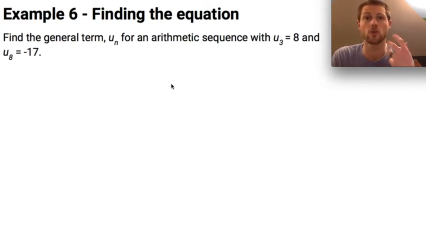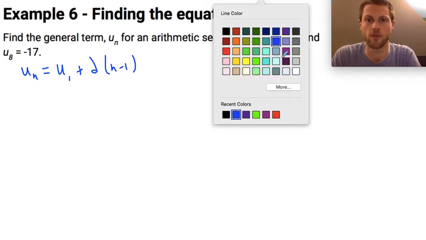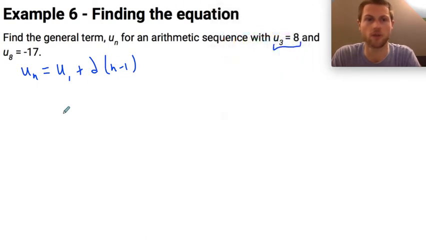So we're going to use the formula with some missing parts, and hopefully we can combine these two facts to find what the equation is. So let's write down that equation. u sub n is going to equal u sub 1 plus d times n minus 1. So we're given these two facts. Let's use this u sub 3 equals 8. The third term in the sequence is 8.